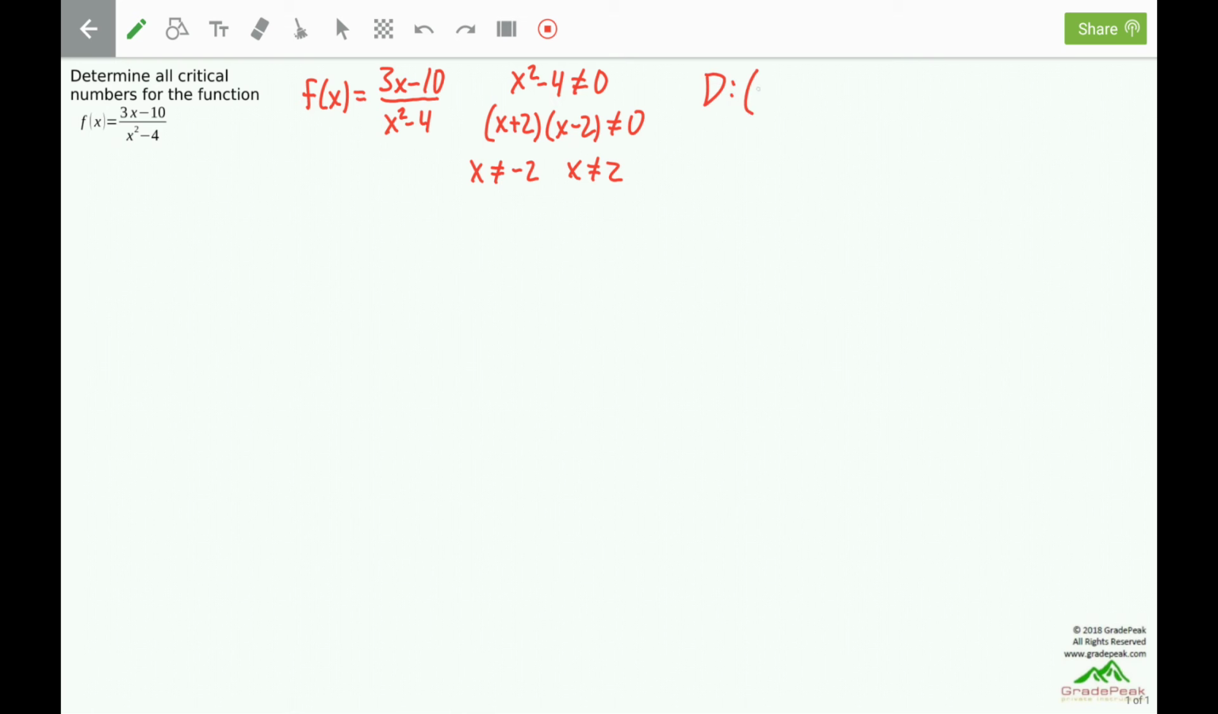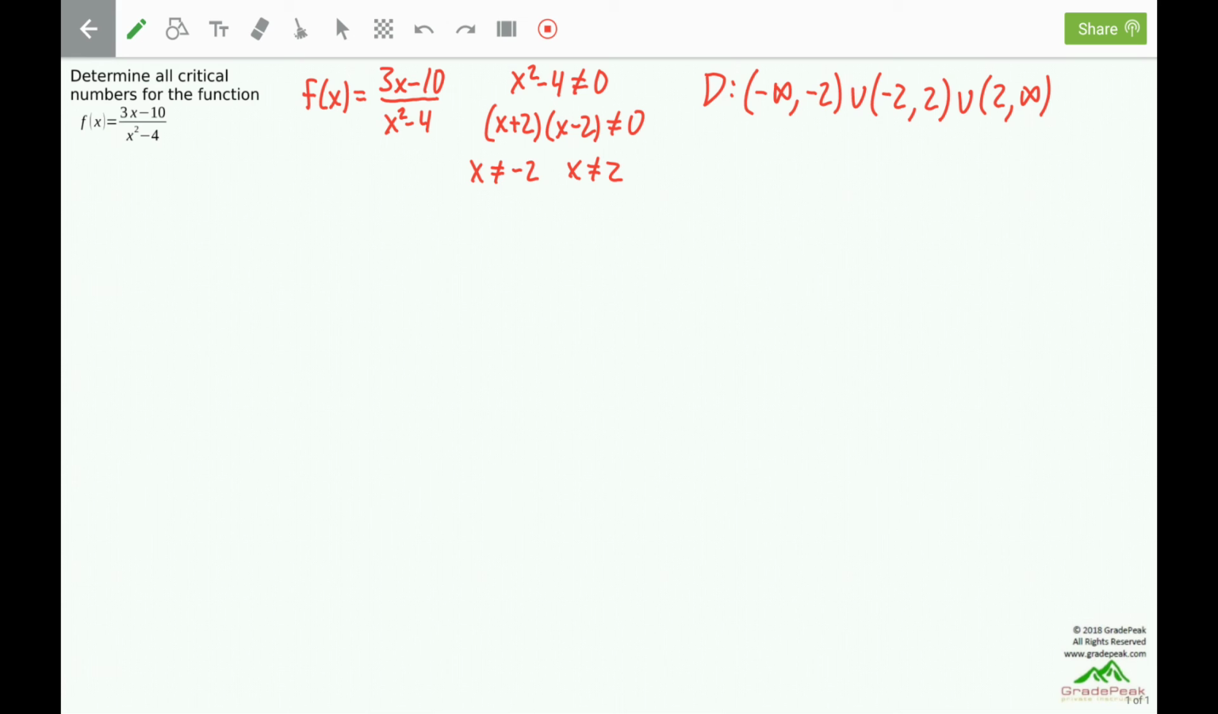That means it will start at negative infinity up to the lower of the two, which is negative 2. It will not include it, it's a round bracket, union, and then start up again at negative 2, again not including it, and go up to the higher one, which is positive 2, not including it, round brackets on both, and then start up again at the positive 2, not including it, and up to positive infinity. That domain is all real numbers except for negative 2 and positive 2 because they have round brackets on them.